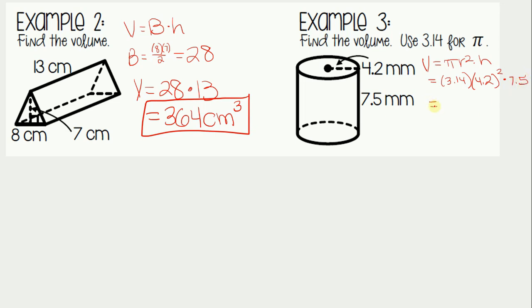Okay, let's go ahead and figure this out. 3.14 times 4.2 squared times 7.5. I get a volume for this said cylinder, aka can of soup, 415.42 millimeters cubed.